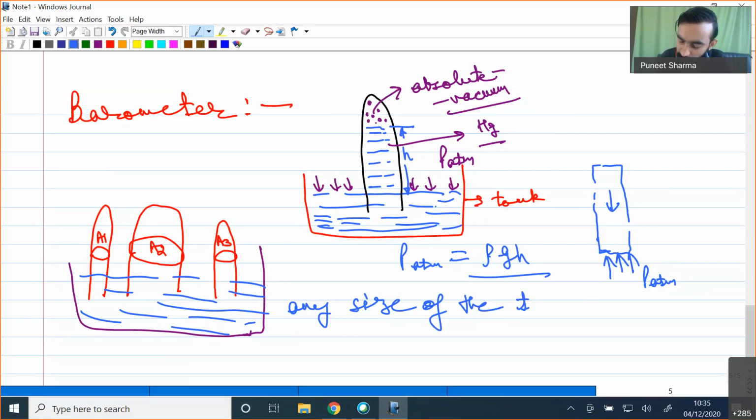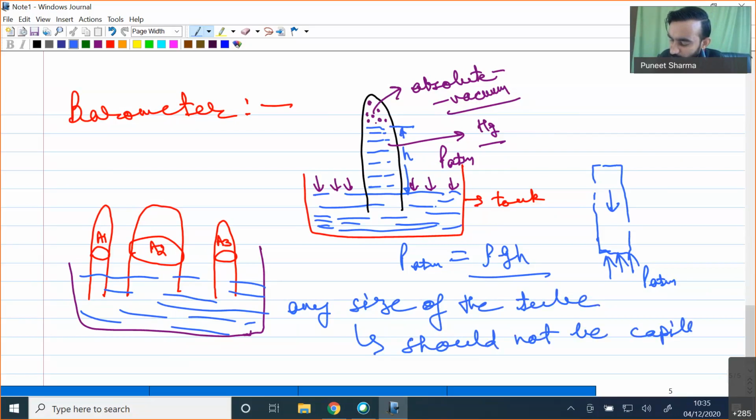The only limitation is that the size of the tube should not be of capillary dimension. Why? Otherwise, if the size of the tube is very small, where surface tension effects become prominent, we will have a rise of liquid caused by the surface tension effect also. So we will not be able to accurately measure the value of the pressure.